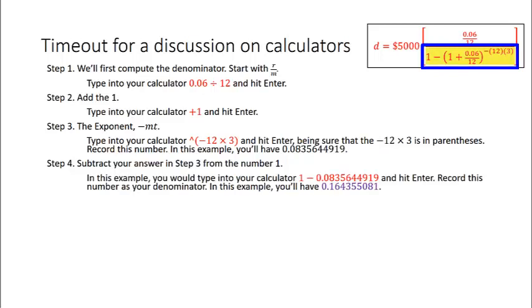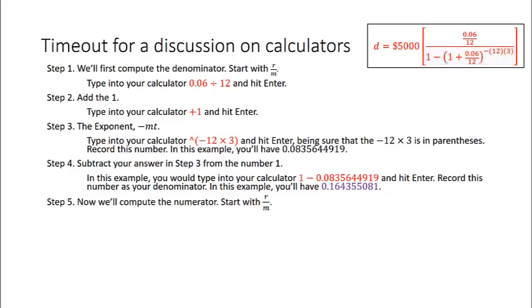So in this example, you would type into your calculator 1 minus 0.0835644919 and hit enter. Record this number as your denominator. In this example, you'd have 0.164355081. All right, there's our denominator. Now we'll compute the numerator.